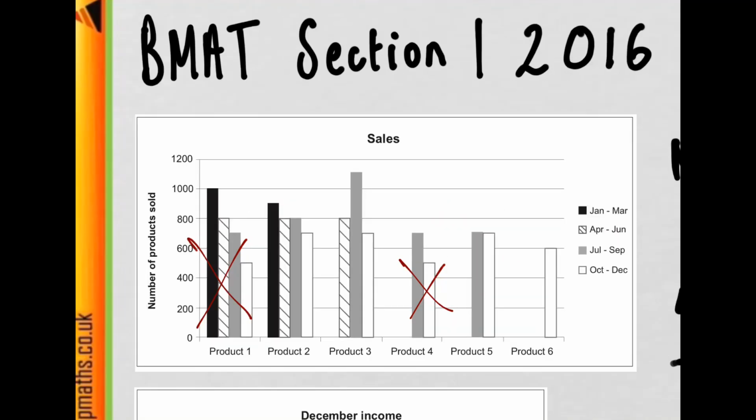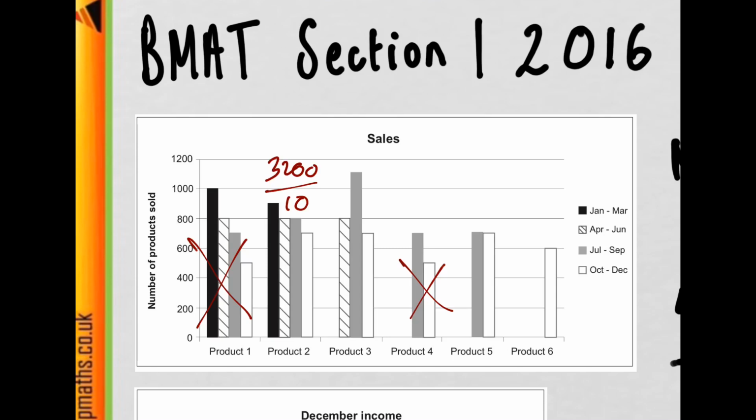So let's look through the other months. Let's start with product 2, where we can see that there's 900 sold, followed by 800, which gives 1700. Another 800 gives us 2500. And finally, 700 here gives us 3200. So we can write that down. 3200 over 10 months, because we're not including January and February.